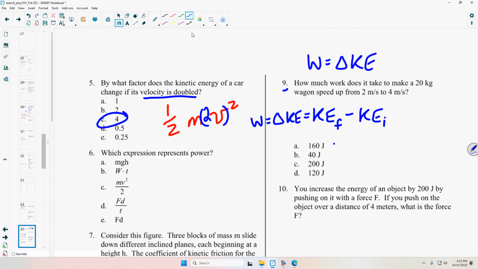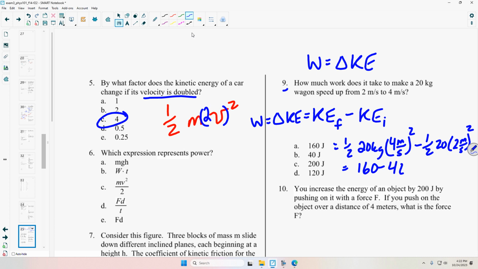I want. That's going to be 1/2 of m, 20 kilograms, times v final, that's 4 meters per second, squared, minus 1/2 of 20 times 2 meters per second squared. 10 times 16, 160, minus 10 times 4, 40, so 120 joules.